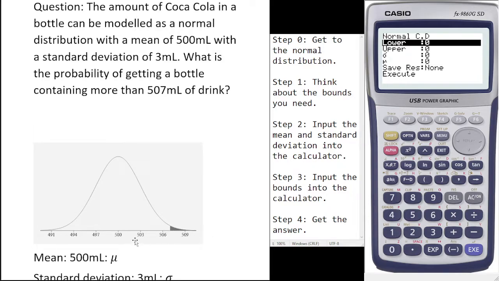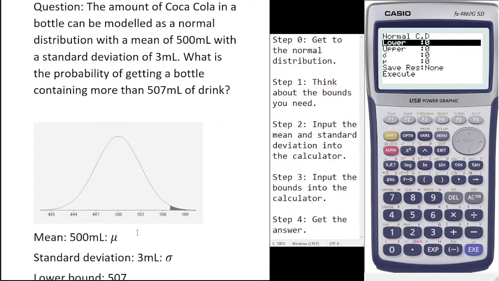So again, the mean and standard deviation are the same as with the rest of the other problems, where the mean is given here and the standard deviation is given here. We plug them into the calculator where the mu and the sigma are. So we would plug in the mu as 500 and the sigma as 3.